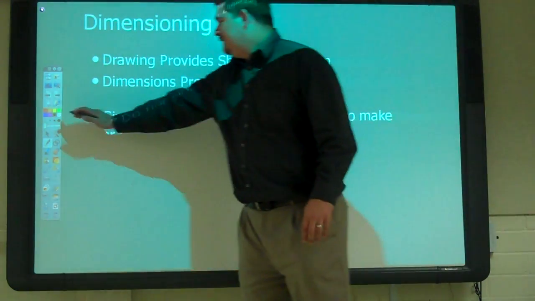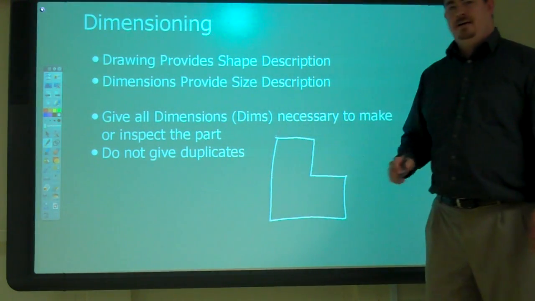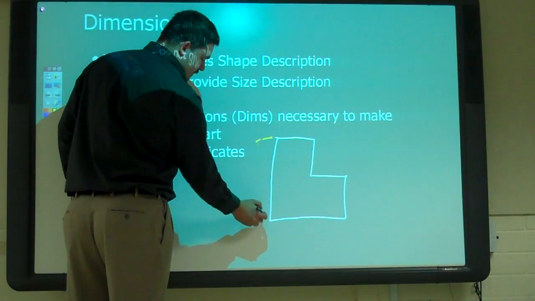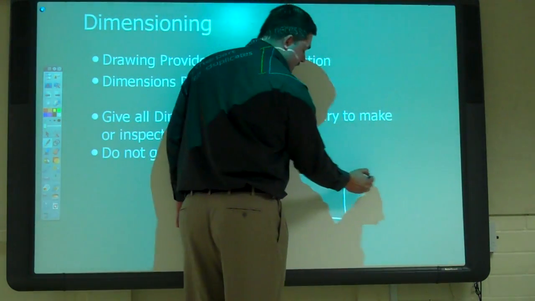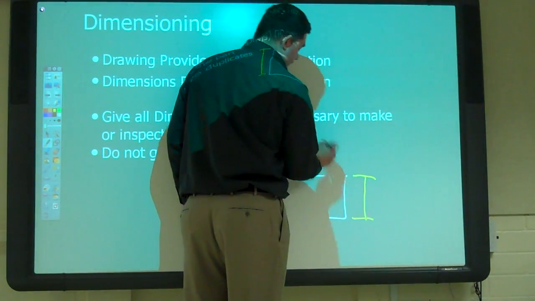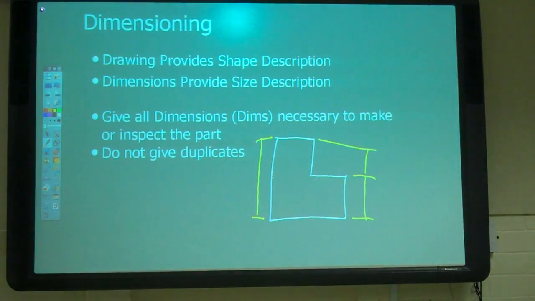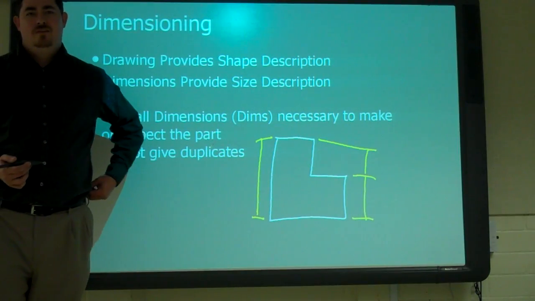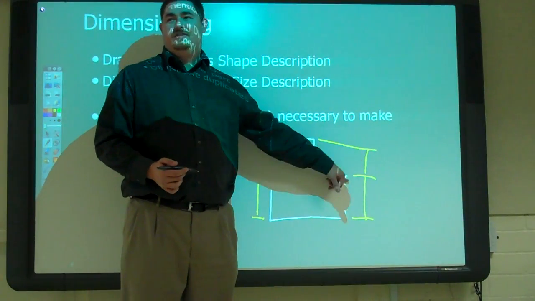So when it says do not use duplicates, if I had something like that, and I put a dimension here, that's that height, and I give a dimension here for that, and a dimension there for that. Do I need all three of those? No. Why not? Because it's basically the same overall. Because two of those gives me what I need. The third one is just whatever's left over, right?